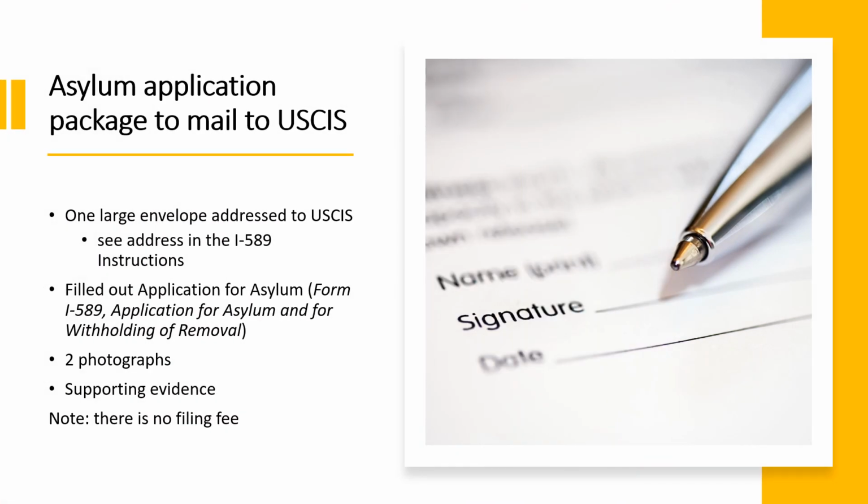When applying for asylum, you have to mail the whole package to USCIS. There is no electronic application. Everything should go into a large envelope addressed to the USCIS, and see the exact address in the I-589 form instructions. Attach the filled out application for asylum, called Form I-589 Application for Asylum and for Withholding of Removal, 2 photographs, and any supporting evidence you're attaching. Please note there is no filing fee to send this application.